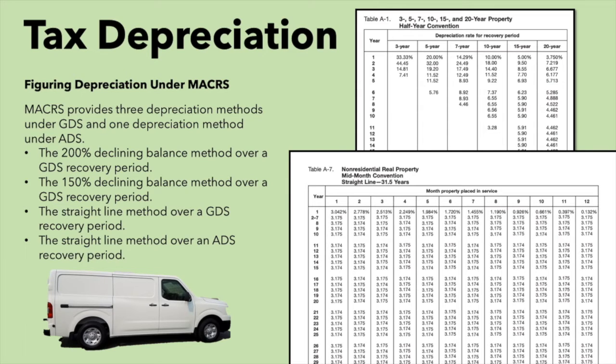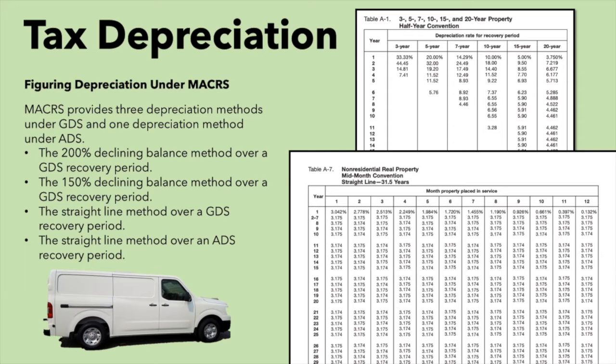The building, right, uses the mid-month convention. So buildings require that you use a different table. This is Table A7 for non-residential real property under the mid-month convention. It has a useful life given of 31.5 years.